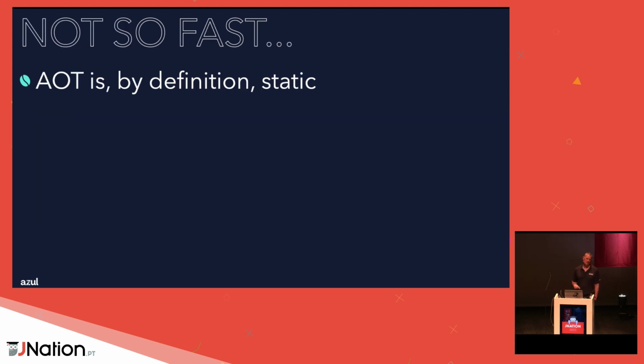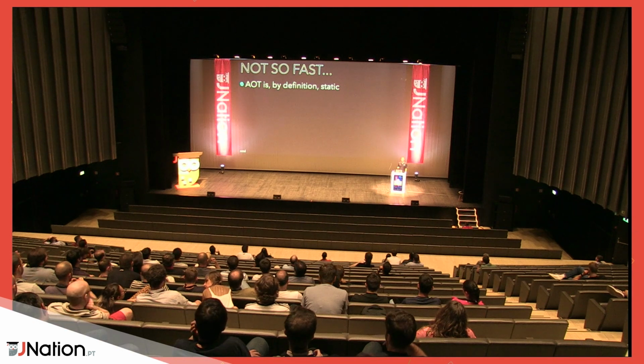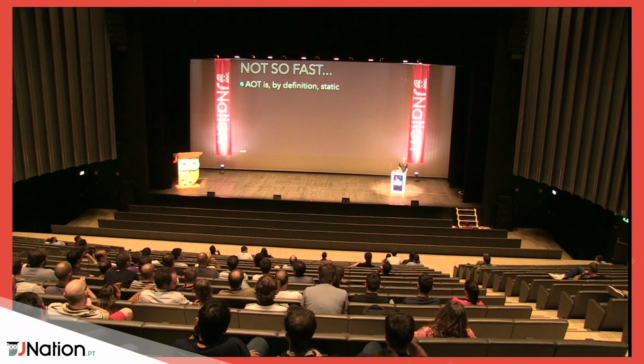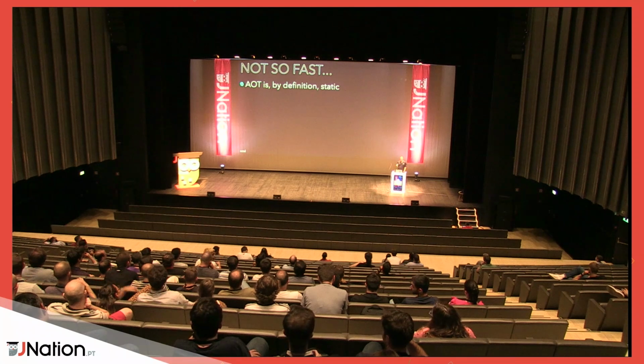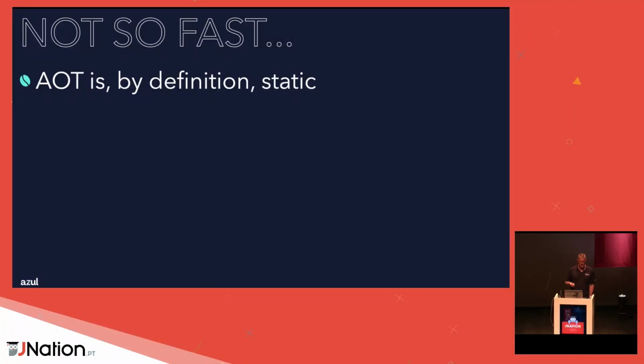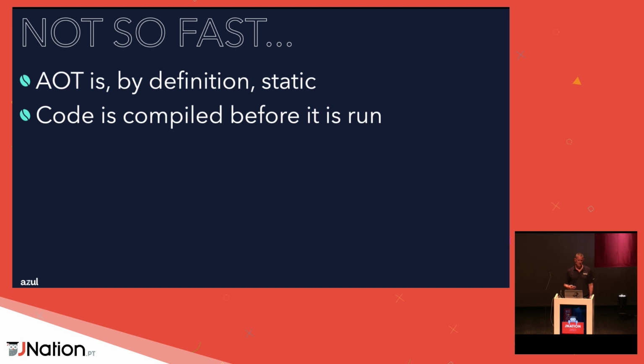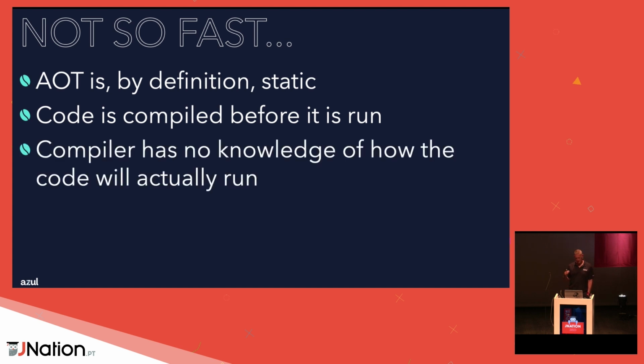Well, not so fast. First of all, who's using GraalVM here in production? Native image. Nobody? Or is there one hand maybe? I couldn't really see it. Okay, so AOT is by definition static. So that means the code is compiled before it is run. So you can only do static analysis on the code. That doesn't mean it's bad, right? It's just that that's the only thing you can do. The compiler has no knowledge of what the code is actually doing at runtime. It can just make guesses, right? But it can't really run it and optimize at runtime.